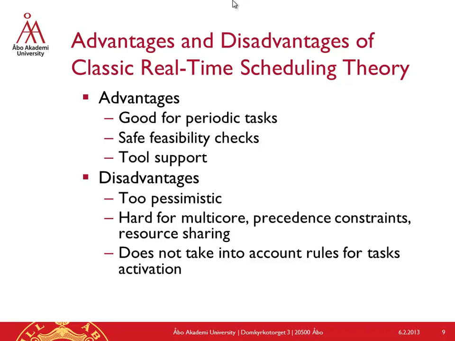I have to highlight, for example, what can you say about both rate monotonic scheduling and deadline monotonic scheduling? How do you usually draw these schedules for these task sets? You draw them starting from the position that all tasks have been activated at the same moment, right? Why? Why do you start drawing like this?